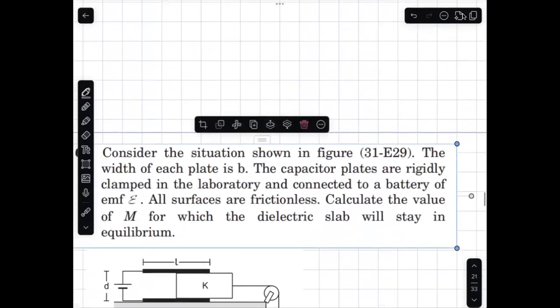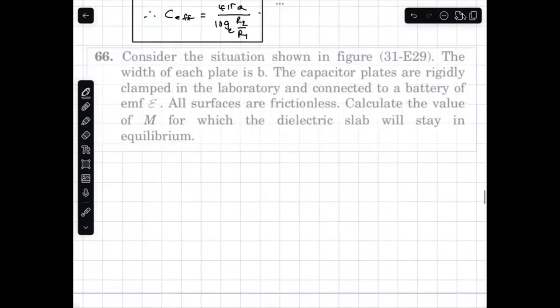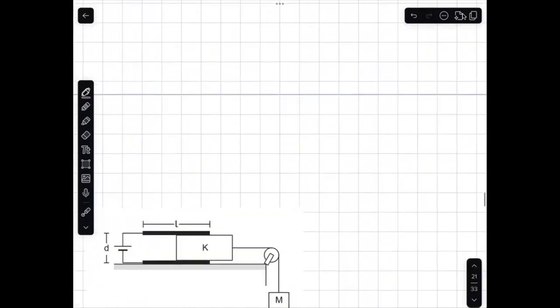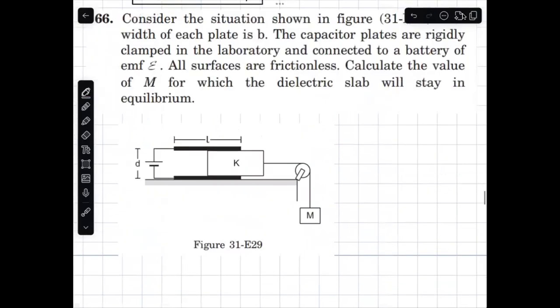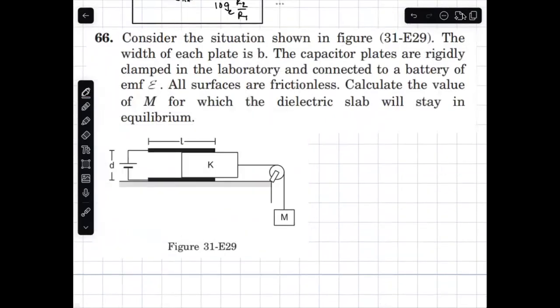Now consider the situation shown in this figure. This is the figure. Consider the situation shown in this figure. Again, an HC Verma question. You have a width of each plate as b. The capacitor plates are rigidly clamped in the laboratory. All that is fine. Yesterday only I taught this.